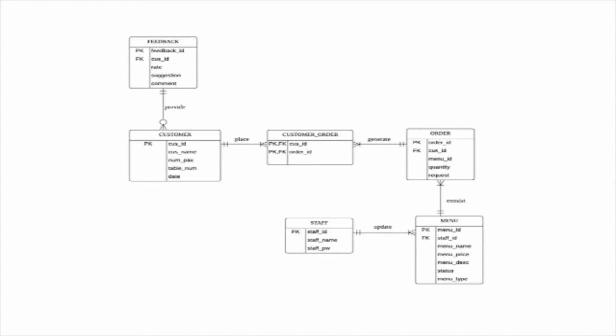Now I will explain the customer and feedback relationship. Each customer can provide one and only one feedback, and each feedback can be provided by zero or many customers. So the attributes in the feedback entity are feedback ID, cust ID, rate, suggestion, and comment. The primary key is feedback ID and the foreign key is cust ID.